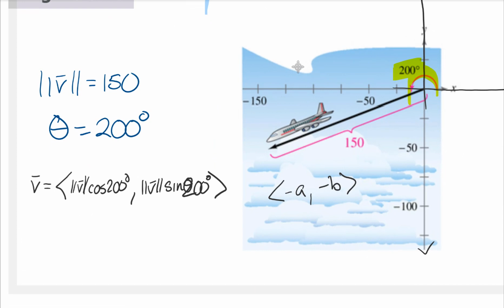Let's jump into it. Here's our exact answer. 150, because that's what the magnitude equals. We just took this; it equals 150. Times cosine of that 200 degrees, and then 150 times sine of 200 degrees.